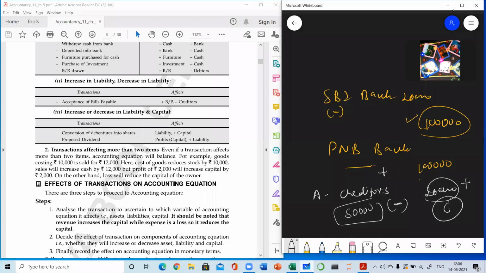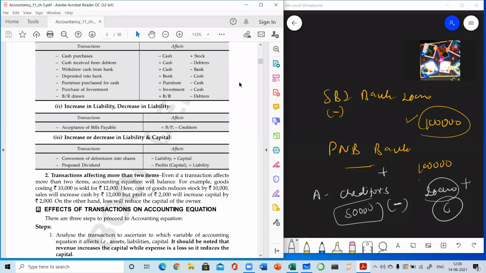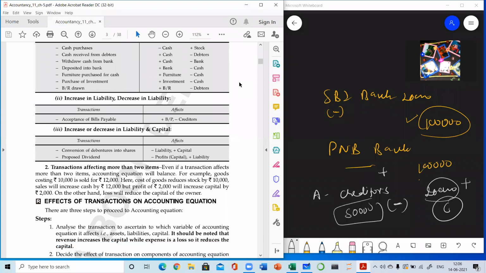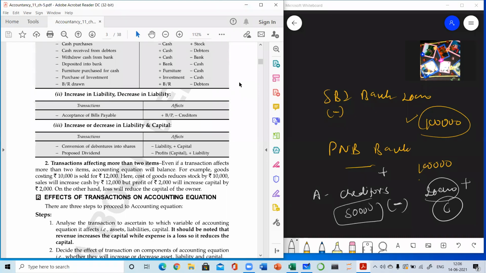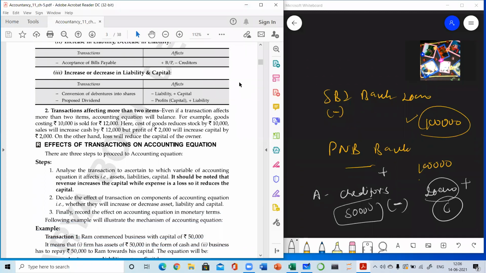In earlier examples, in previous examples, we had the effect on the asset side. One asset was increasing and the other asset was decreasing. Now, in this second example, the effect is on the liability side. Both terms relate to the liability side. One liability is increased and the other liability is decreased. Clear? Next, third, increase or decrease in liability and capital. It means either liability is increased or decreased, or the capital, both are having an effect.